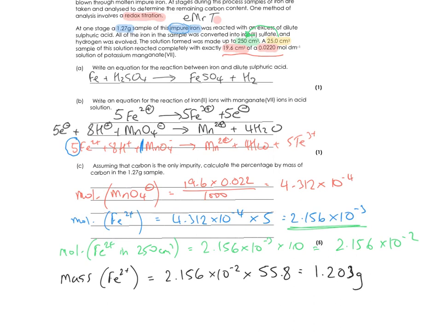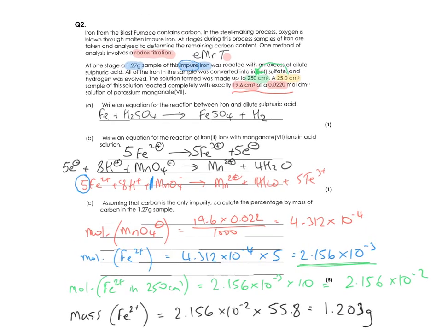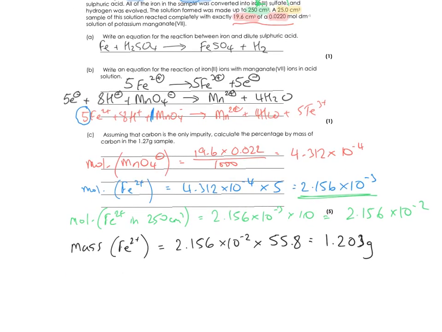Now, I should have said before that stage, what I would do in an exam is go back to the question and look at what it's asking you, because you know it's a redox titration. So these first three steps, where you're working out moles, then using the ratio, and then doing the multiplication by 10, they should always happen. But there's always going to be a bit where it's going to be different in terms of what you're trying to work out. So it's asking you to work out the percentage by mass of the carbon in the 1.27 gram sample of the impure iron.